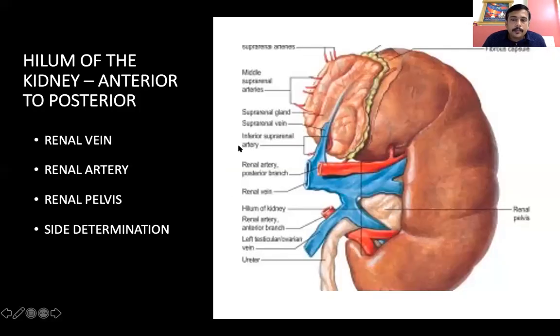So you can see here, this is actually the left kidney. You can see the renal vein is the one which looks in the front. Then immediately behind the renal vein, we have the renal arteries. Then extreme posteriorly, we have the renal pelvis. So that is the criteria for determining the side of the kidney. From anterior to posterior, first one is the renal vein, second one is the renal artery, and the last one is the renal pelvis.